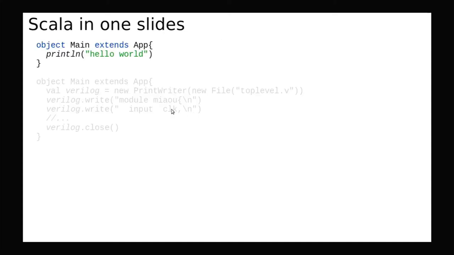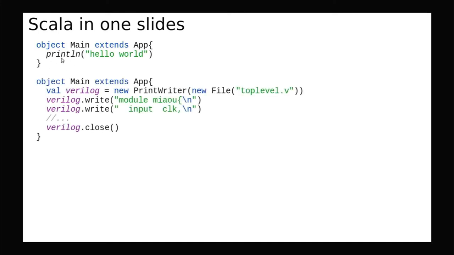And so Scala is a general purpose programming language, and here is an example of how to write a hello world with it. Okay, nothing fancy. And if you want to generate some Verilog file out of it, you could use the file API of the language, like opening a new file, writing stuff in it string by string. But that's really not what we want to do, because this is horrible to do.